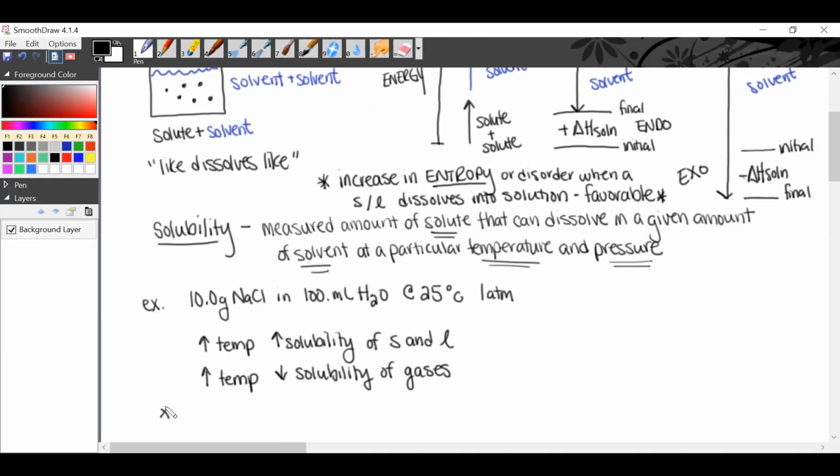So in fact, gases need a pressure exerted above the solution in order to dissolve.